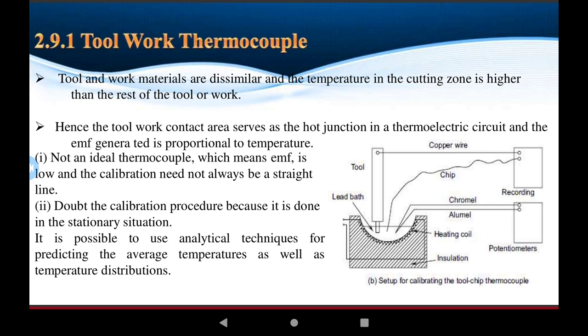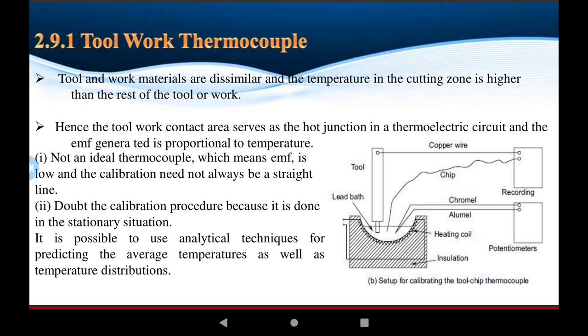The EMF generated is proportional to the temperature in an ideal thermocouple, where EMF means electromotive force generated in the circuit. The circuit is also calibrated, and it always needs a straight line. The calibration process is also done in the stationary situation, which is a method for metal cutting tools.